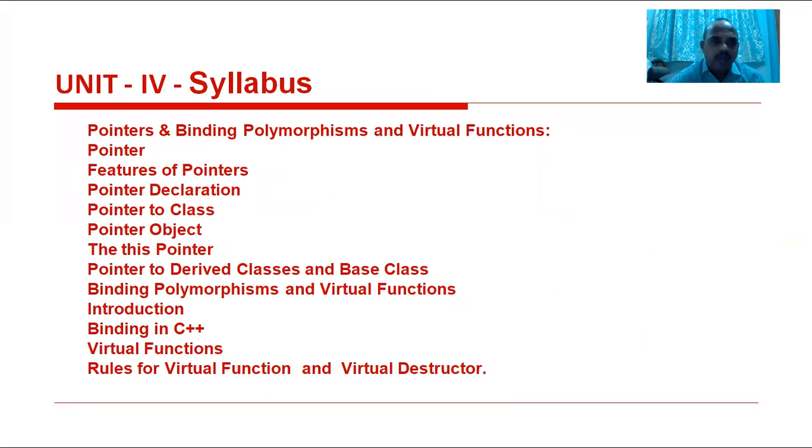The second topic is binding and polymorphism. Tomorrow we will discuss polymorphism, the most important topic. What is polymorphism? What are the types of polymorphism? Explain each one. Tomorrow we will discuss polymorphism. Don't bunk, all of you. You should come and listen to tomorrow's class. Most important topic. So thank you.